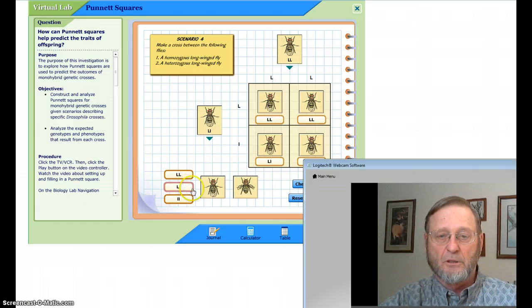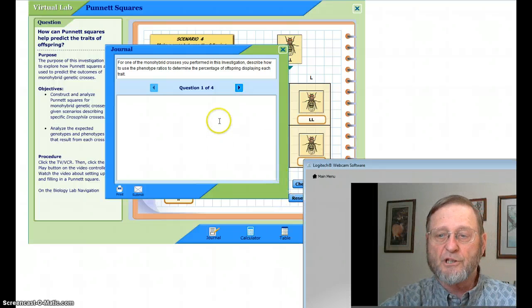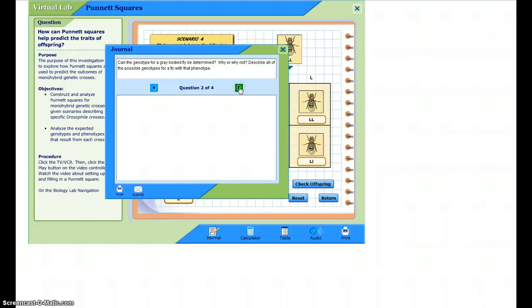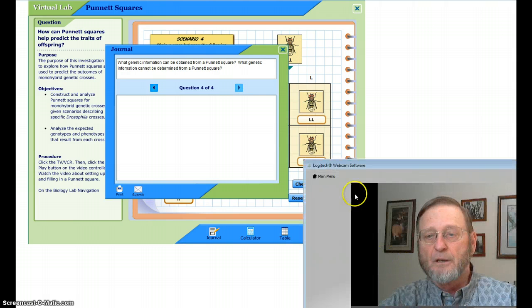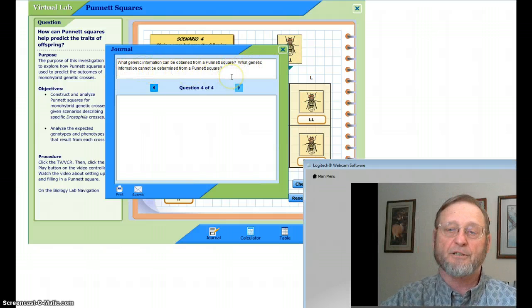Okay? So when we go to the lab journal, there are some questions. And of course, you're going to submit those just like you've been doing. But let's go to the fourth question. I want to talk about that a minute. The fourth question, what genetic information can be obtained from a Punnett square? What genetic information cannot be determined from a Punnett square?